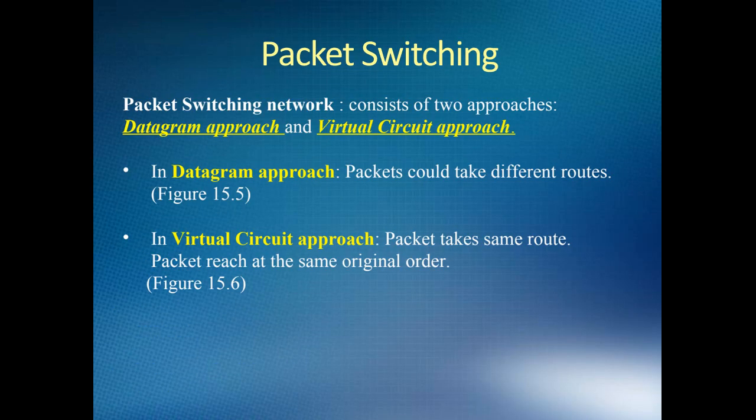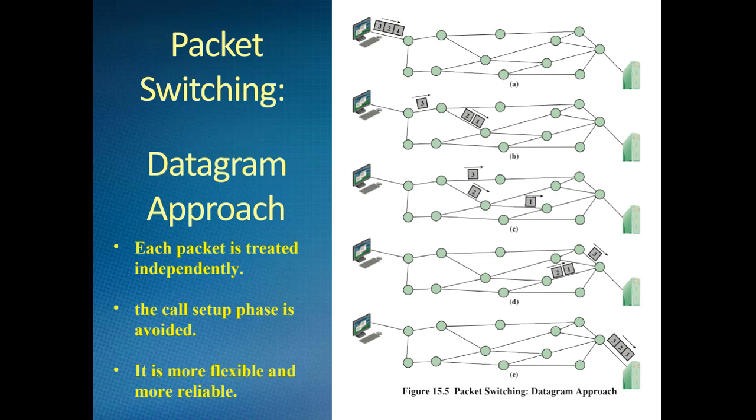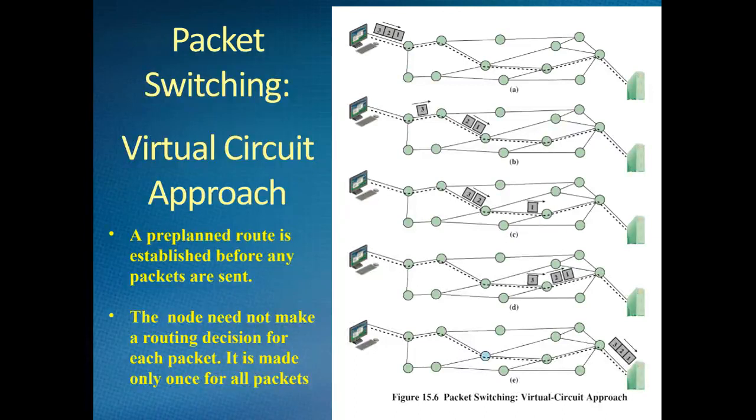Now, what about the other method? The other method is called the virtual circuit approach. In this one, all the packets take the same route, and they reach the destination at the same time, in the same order. Understood? So this is the datagram approach, and this is the virtual circuit approach diagram. You see, they are all taking the same path. What are the characteristics? A pre-planned route is established before any packets are sent. The node need not make a routing decision for each packet. It is made only once for the whole set of packets.